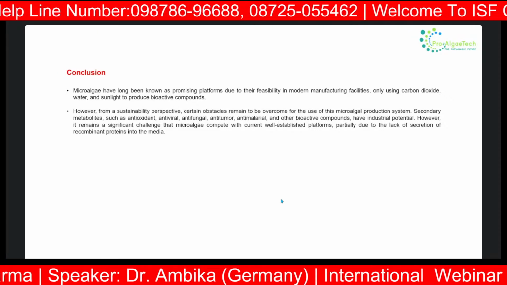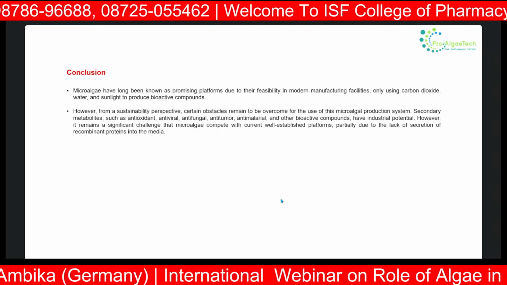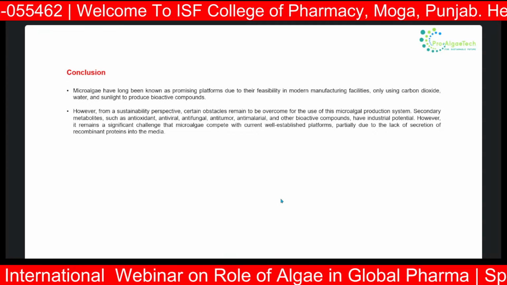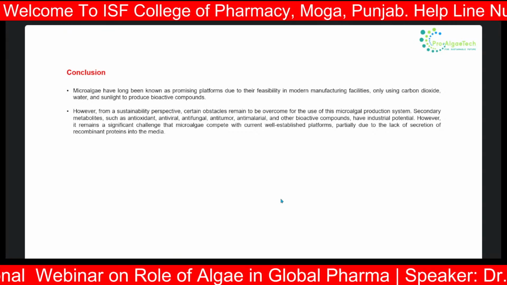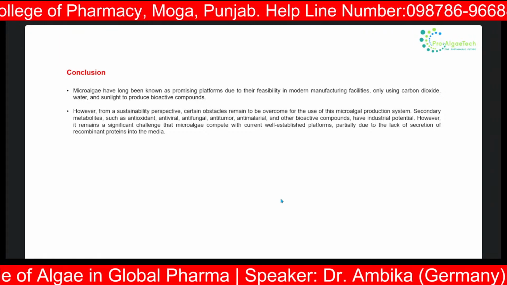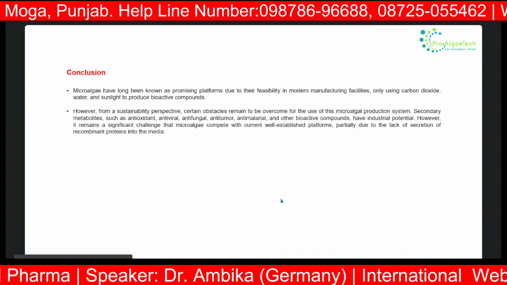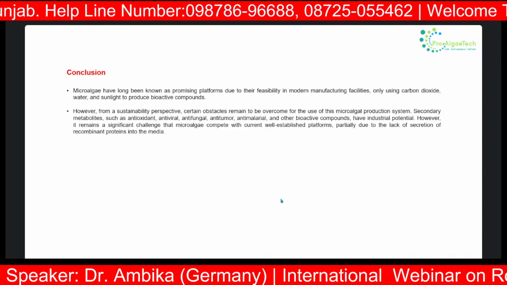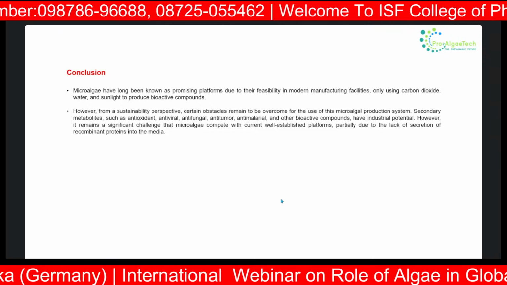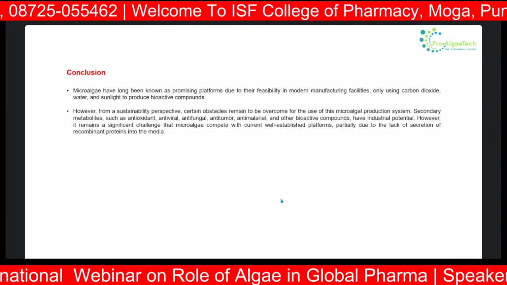However, it remains a significant challenge that microalgae compete with current well-established platforms, partially due to a lack of secretion of recombinant proteins into the media. So this is very important. Having a product is not a big deal. How we compete with well-established platforms and well-established companies is also very important. So we need to work on the technology, on the recombinant proteins, or recombinant strains, we can call them. When we start using these, we will definitely be able to compete with the current well-established platforms.